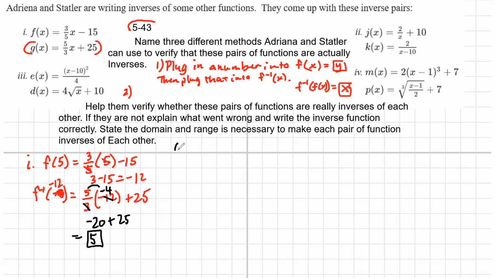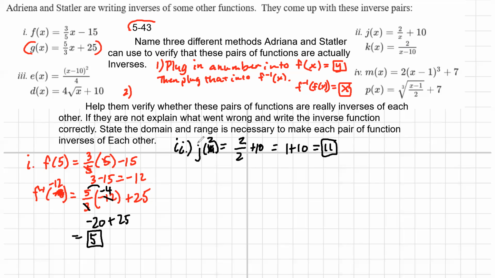Okay, so now let's do that for number 2. Number 2, j of x is equal to 2 over x plus 10. Well, let's pick 2. Since it's 2 divided by 2, I'm going to pick 2. You can pick any number you want. I'm going to pick 2. J of 2 is 2 divided by 2 plus 10, which is 1 plus 10, which is 11.